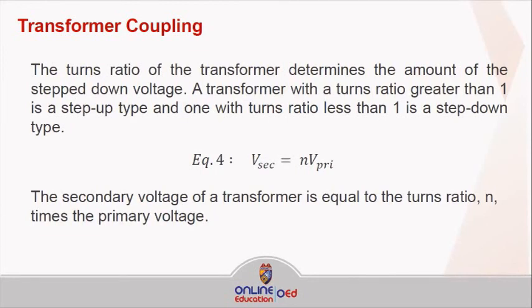Okay? For example, ang equation natin is the secondary voltage is equivalent to N times the primary voltage. Ibig sabihin, the secondary voltage of a transformer is equal to the turn ratio, ito yung N, times the primary voltage. Okay? Pag ang turn ratio is greater than 1, ibig sabihin that is step-up type. Pag ang turn ratio is less than 1, that is step-down type. Okay?